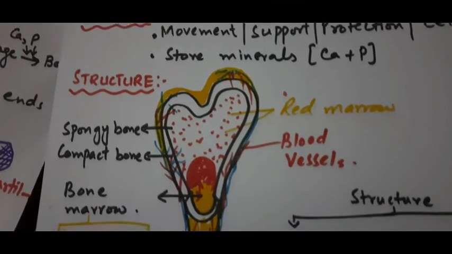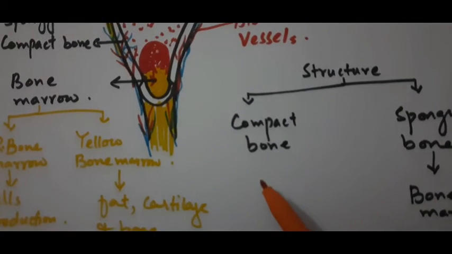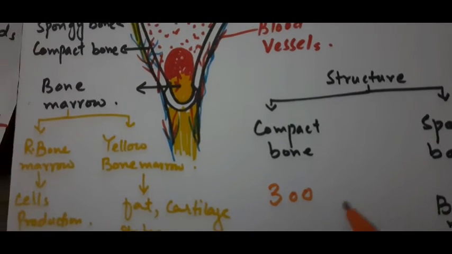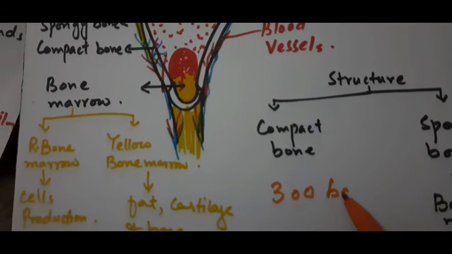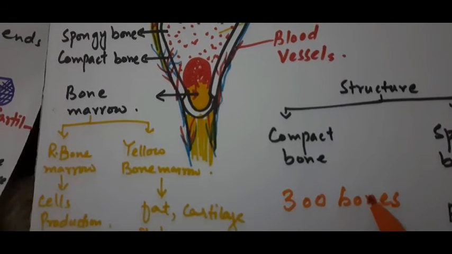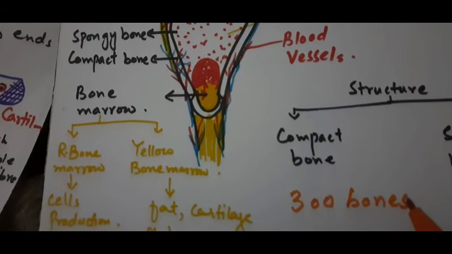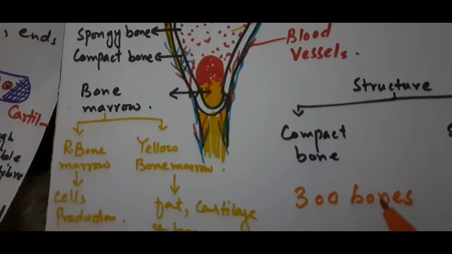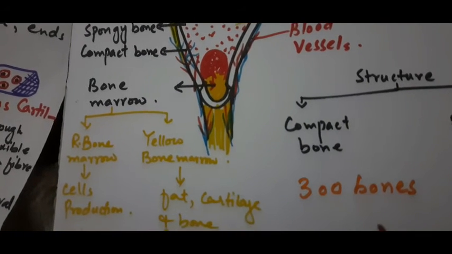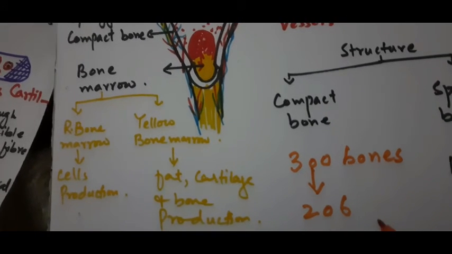Now, the important point we need to know is that babies are born with bones. Babies are born with about 300 bones. They are soft bones. Some of these bones later fuse together so that the adult skeleton has about 206 bones.